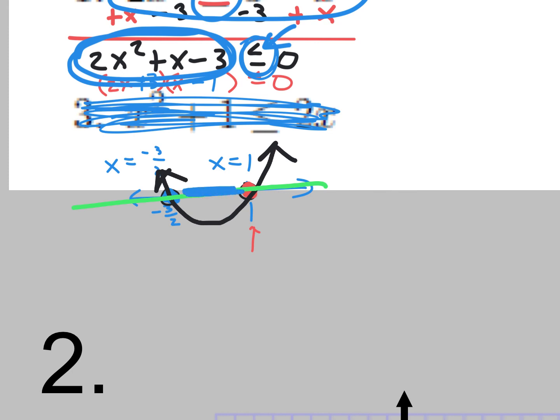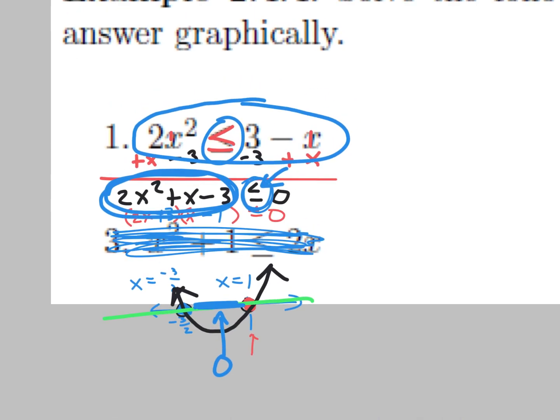Now, if that didn't work for you, because you're like, I don't get what you just said, then just test 0 and see if it works. 0 goes in here. 0 goes in here. And you get 0 is less than or equal to 3. True? Yeah, so it works. Okay, so if you just want to test the intervals, that's fine. When I tested 0, it worked.